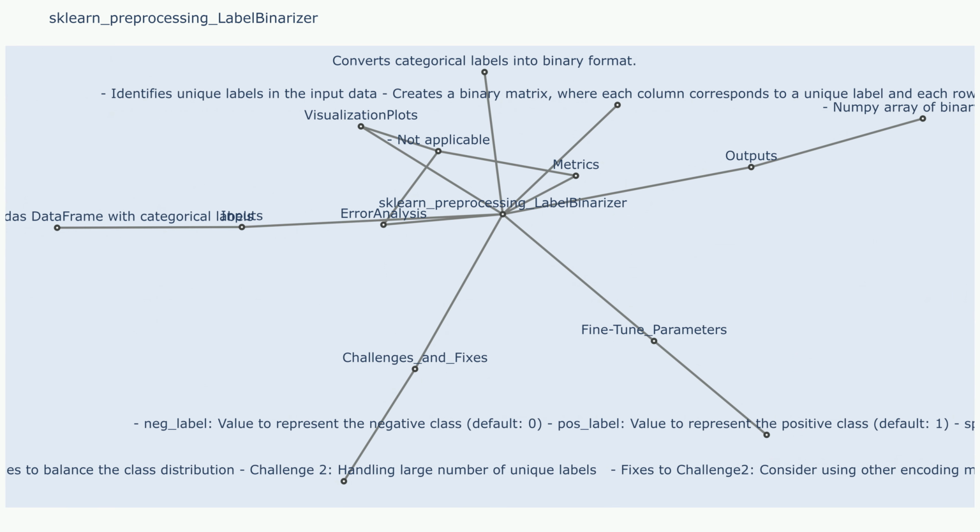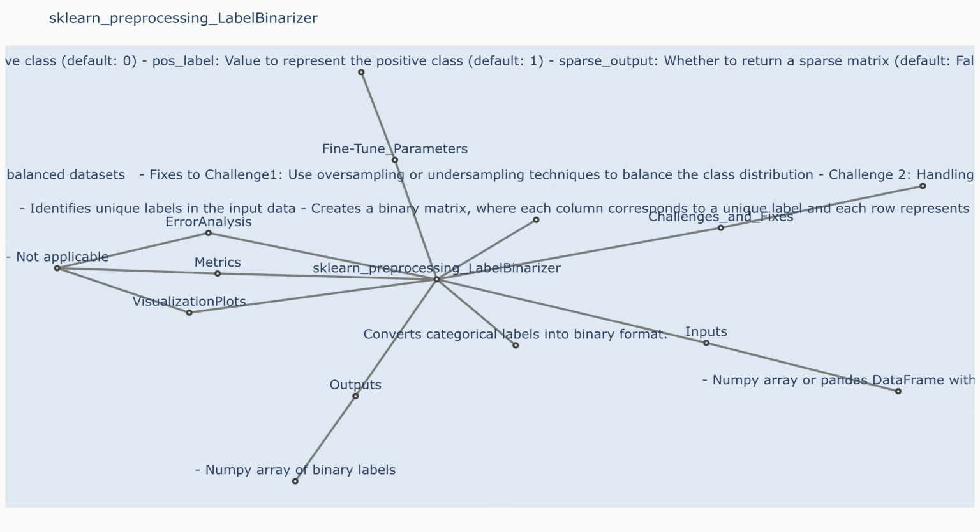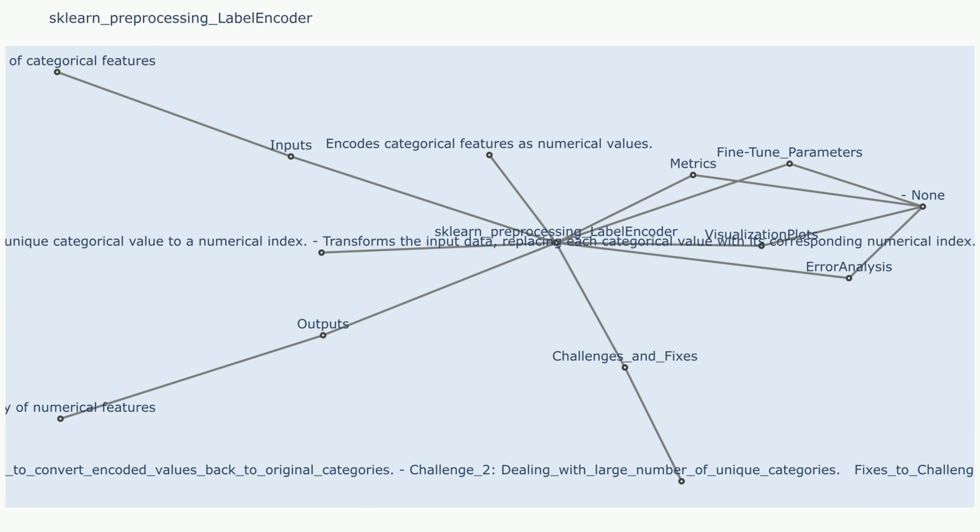Challenge 2: data sparsity with a large number of classes. The resulting binary representation can be sparse, potentially affecting the performance of subsequent algorithms. Sample use case that resulted in challenge 2: a dataset with a wide variety of product categories, resulting in a sparse binary representation. Fixes to challenge 2: consider dimensionality reduction techniques like PCA or feature selection to mitigate the effects of sparsity. sklearn preprocessing LabelEncoder.